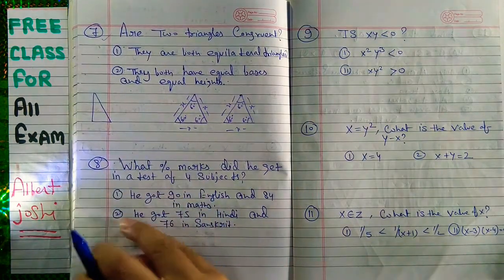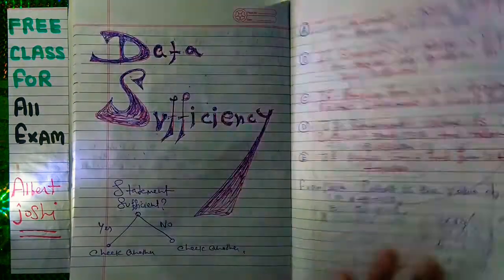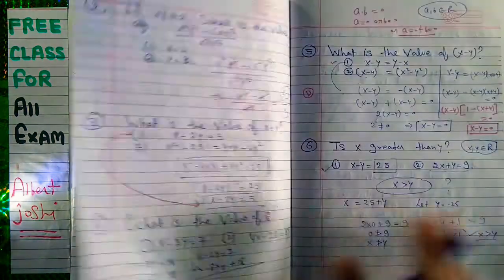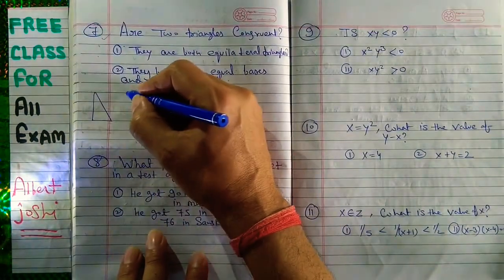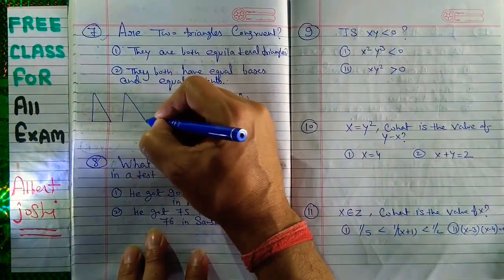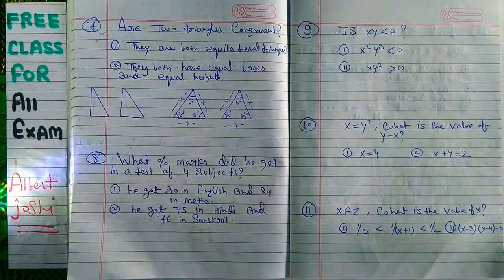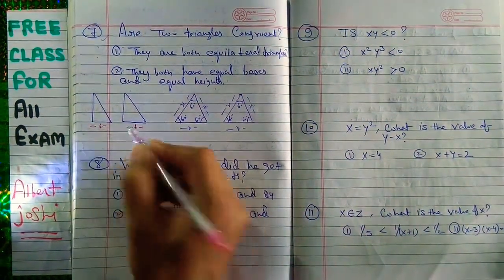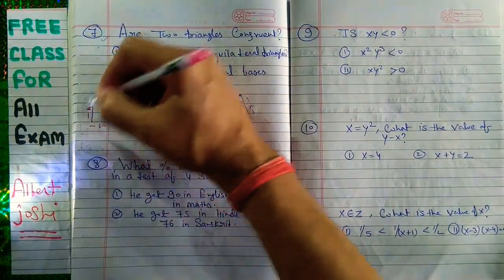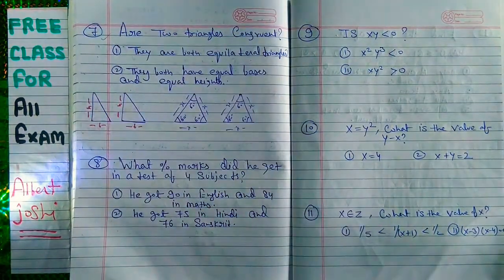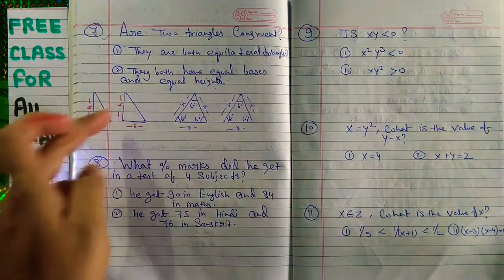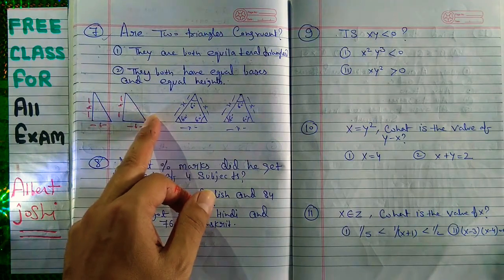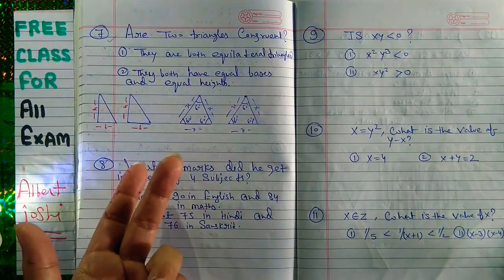Your third answer: if the answer from the first and second statements together, if you have the same height and the same base, means this base and this base are the same, and this height and this height are the same. If your height and base are the same, definitely the third side will also be the same. So in this condition the triangles are also congruent.